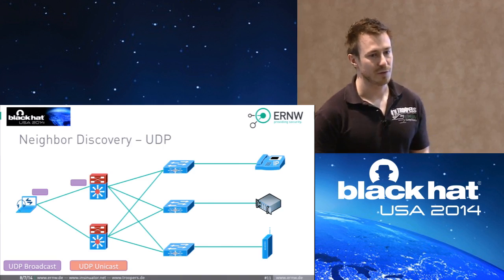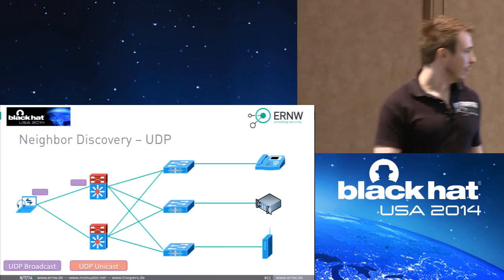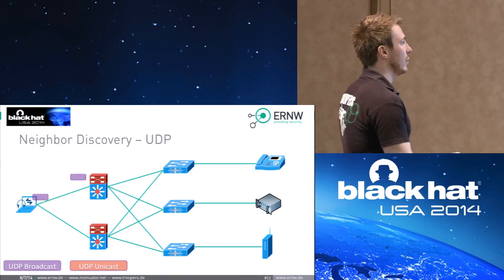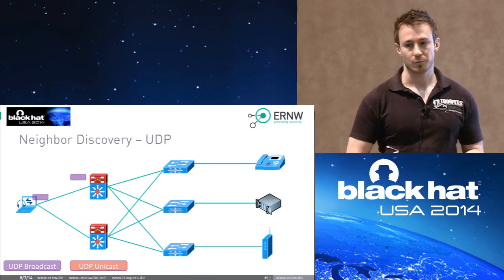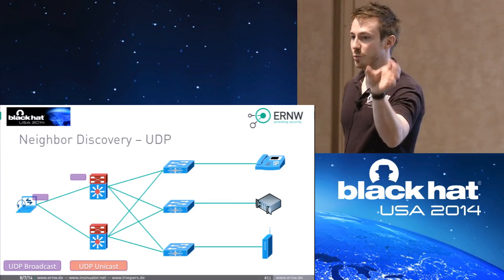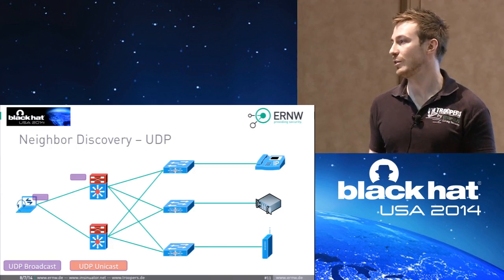Neighbor discovery is performed in two ways. The first way is via UDP broadcasts, which are those purple packets, and those are sent out on a regular basis on all EnergyWise enabled links. So on all network devices, you can enable for each switch port or for each network port whether EnergyWise is supposed to be enabled or not.